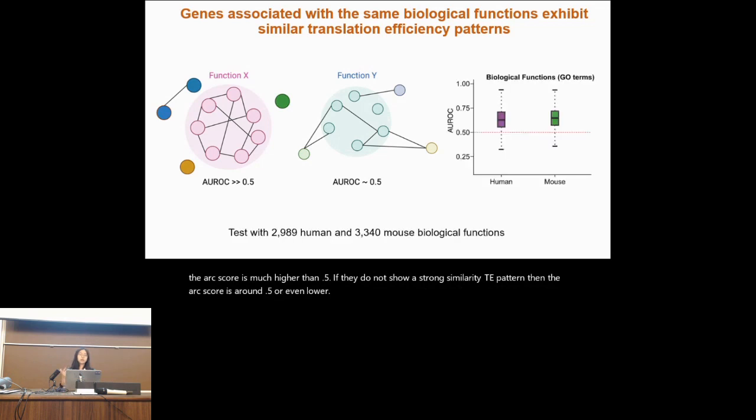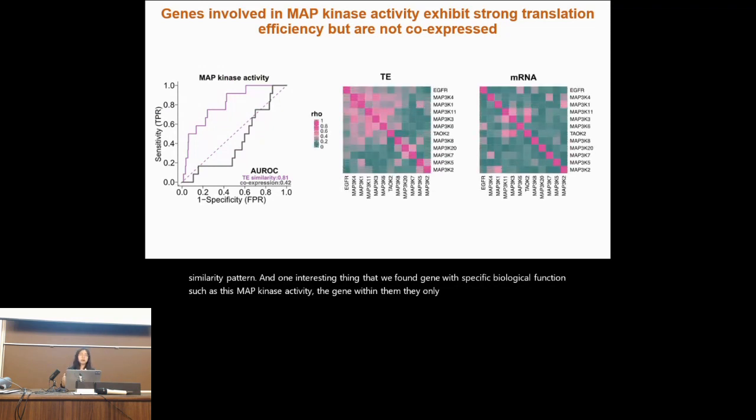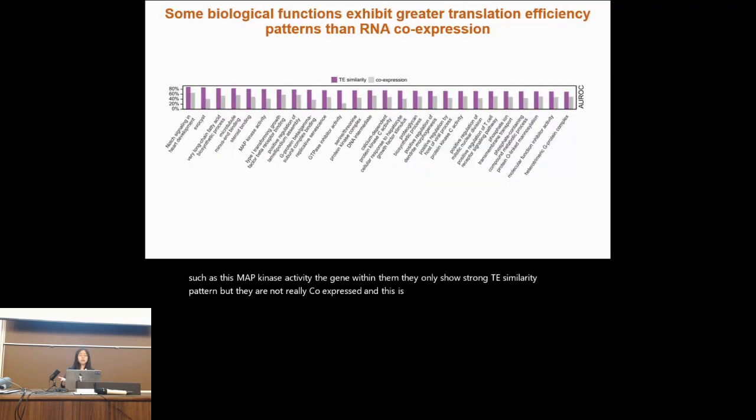Then we tested thousands of human and mouse data sets, and the median AUROC score is much higher than 0.5, indicating that genes associated with the same biological functions have higher TE similarity pattern. And one interesting thing that we found is that genes with specific biological function, such as MAP kinase activity, only show strong TE similarity pattern, but they are not really co-expressed. And this is not the only case. We find a lot of biological functions that show strong regulation at the TE level instead of the mRNA regulation level.